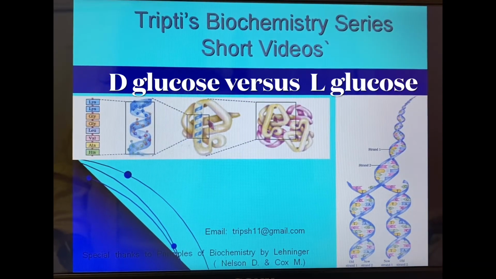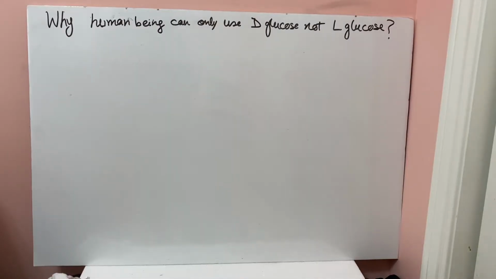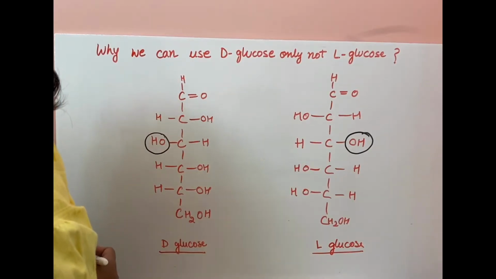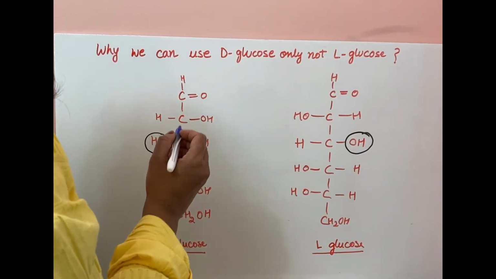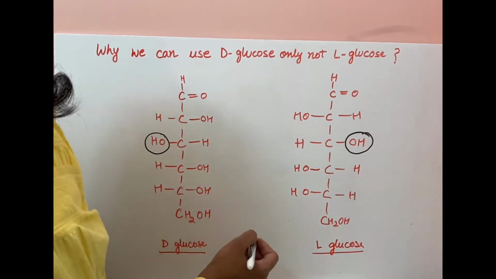Hi friends, did you know why D-glucose is used by humans, not L-glucose? So, first of all, what is the difference between D and L-glucose? D-glucose and L-glucose are optical isomers, or enantiomers.